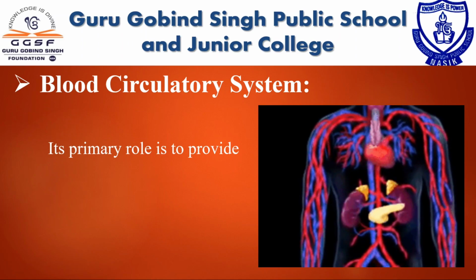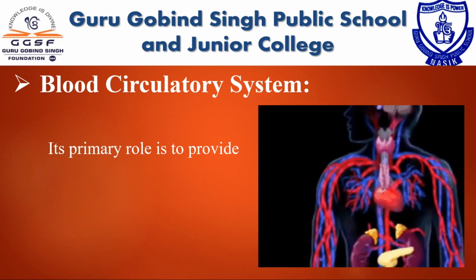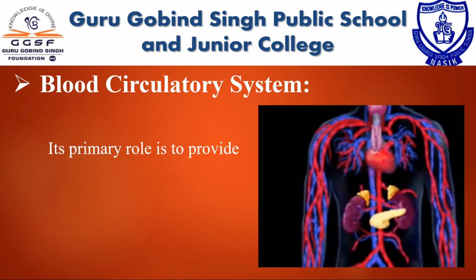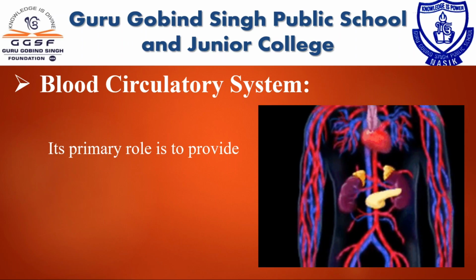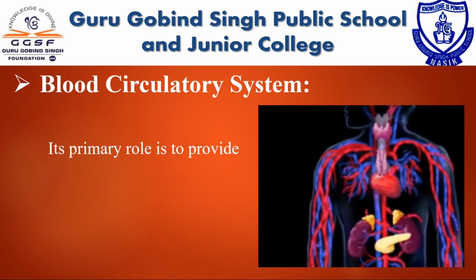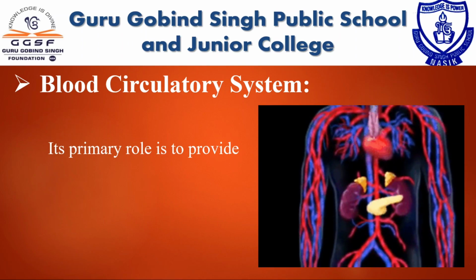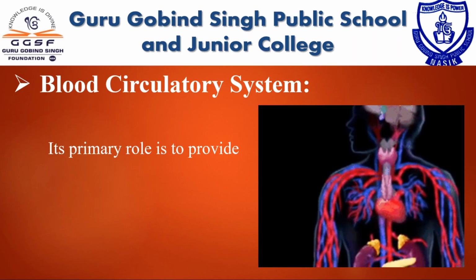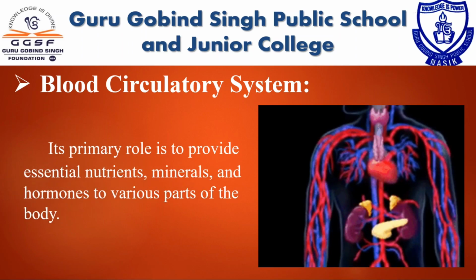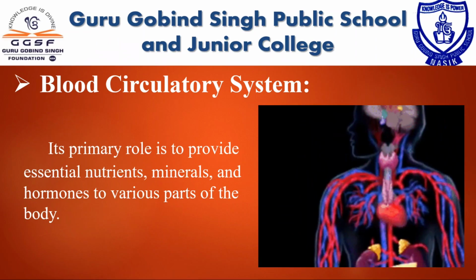The human body is a complex machine requiring many processes to function efficiently. The blood circulatory system plays a vital role in the human body. The human circulatory system consists of a network of arteries, veins, and capillaries, with the heart pumping blood through it. Its primary role is to provide essential nutrients, minerals, and hormones to various parts of the body.